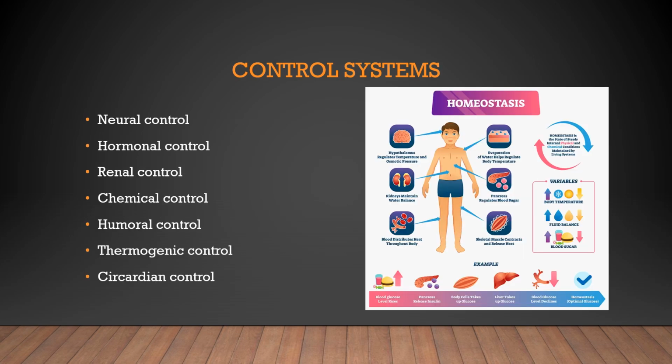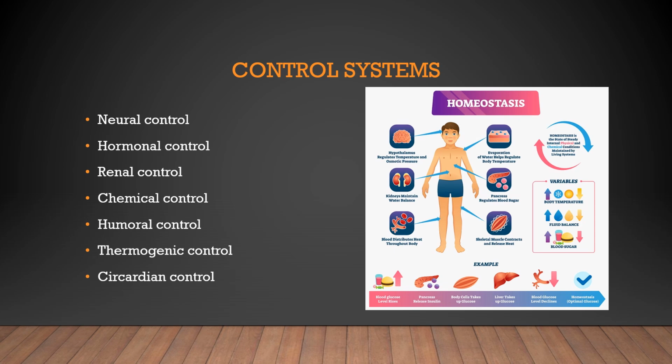So what are the different control systems present in our body? One is the neural control. This is the most instantaneous and most effective control mechanism. Then we have the hormonal control. The hormones from the endocrine organs are the most important for the regulation of metabolic functions, growth and development. Next is the renal control. Here the kidneys play a very important role in homeostasis. How do they play an important role? It is by the regulation of body fluid volume and composition.